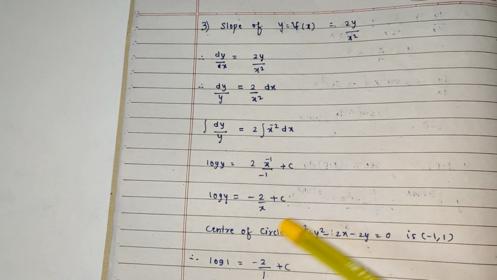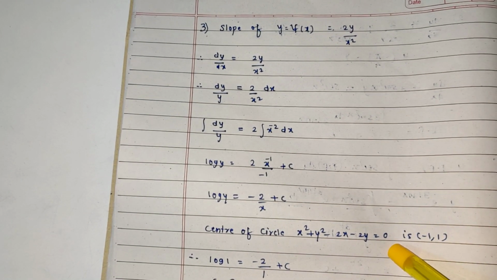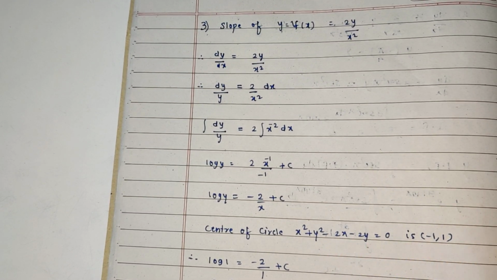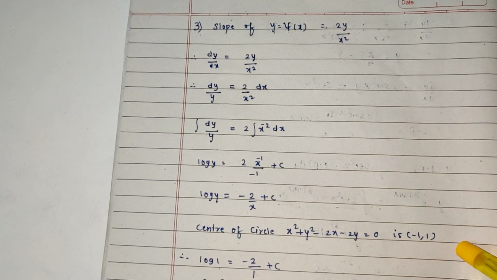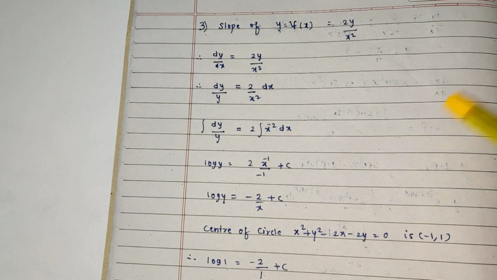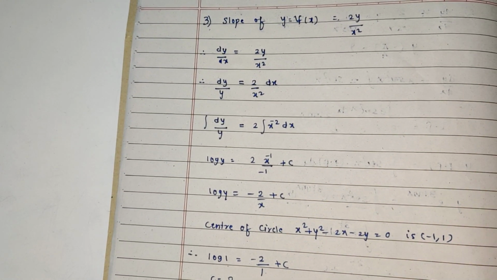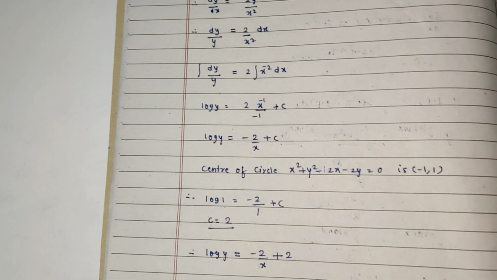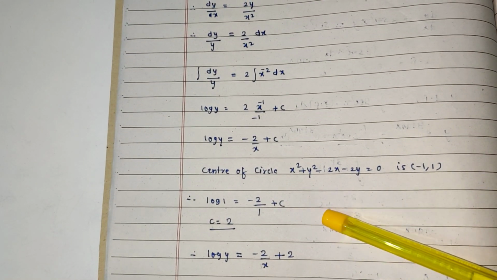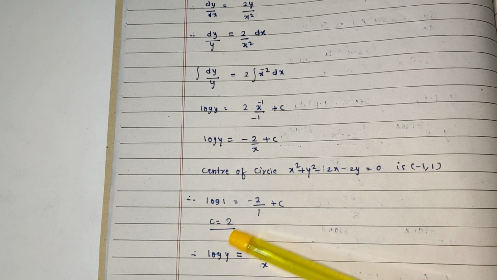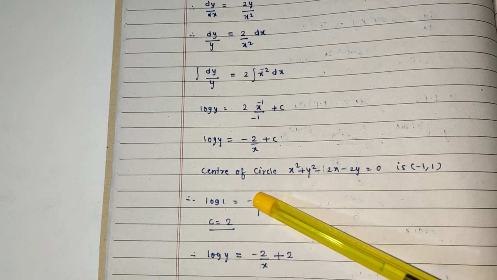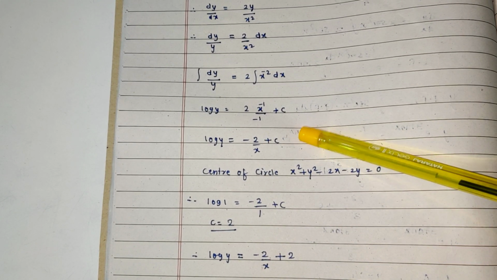Now this curve is passing through the center of circle. Center of circle is minus 1, 1. Therefore substitute y is 1 and x is 1. Therefore log 1 is equal to minus 2 plus c, and log 1 is 0, so c will be 2. Therefore substitute c is equal to 2 here.